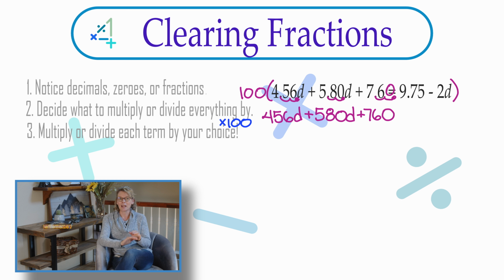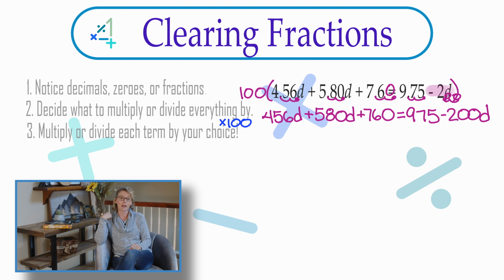Now don't forget to do the other side of the equation. We're not leaving anything out. Everyone gets the 100. 9.75 turns into 975. Then what about this negative 2d? His invisible decimal point is right after him here. Then move it two places. Invisible 0 squeezed in here, so he is negative 200d. That was kind of fun making that look better.